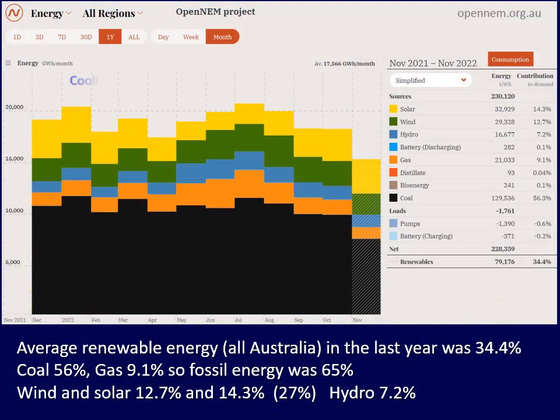I have to apologise for the jerkiness of this presentation. Sometimes PowerPoint moves on to the next slide and sometimes it doesn't, and I have to pause and move it on manually. I'll leave you to look at this in detail later, but basically the message here is that we're still generating electricity from about 65% fossil energy.